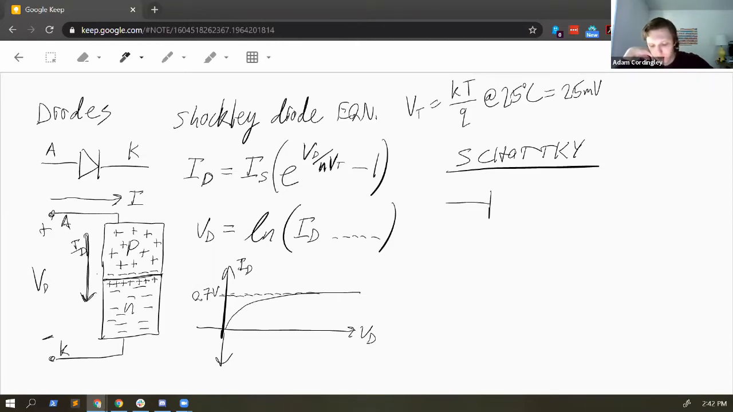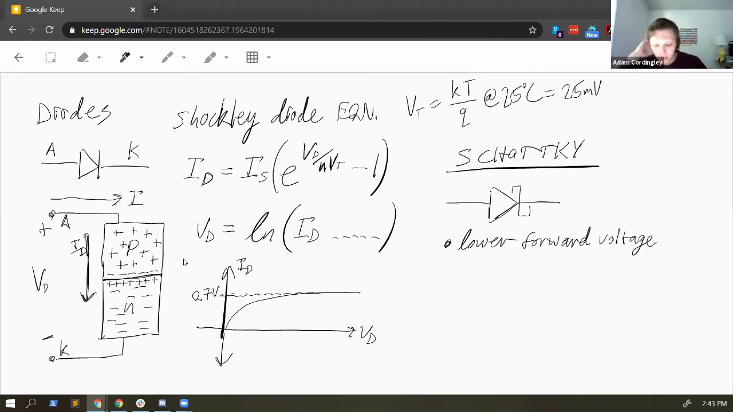Its symbol is a little different. We draw it like so. There are some key points about it that are of interest to us. One, it has a lower forward voltage than its silicon counterpart.